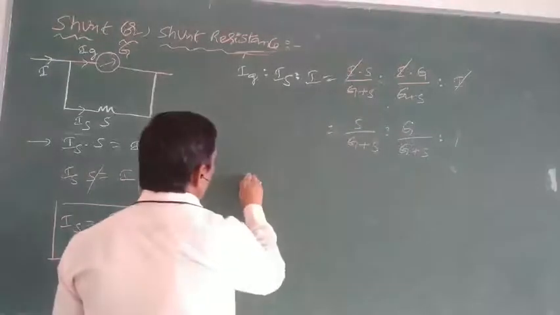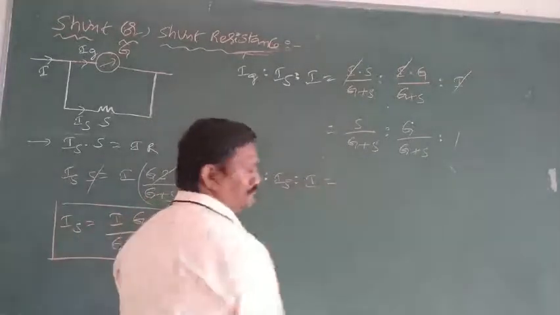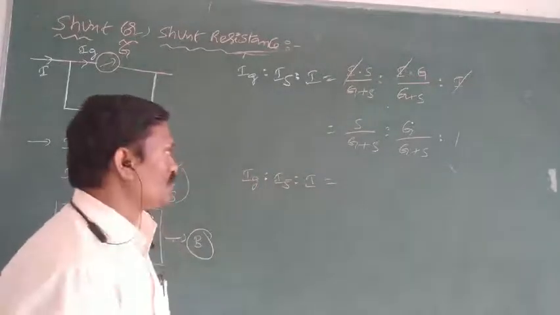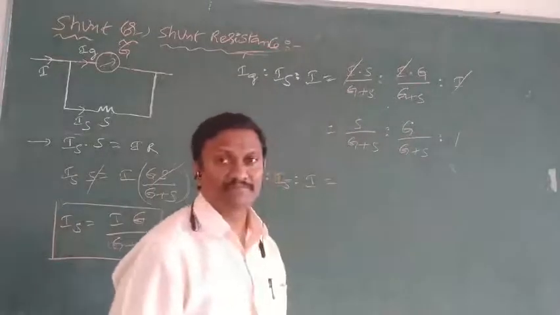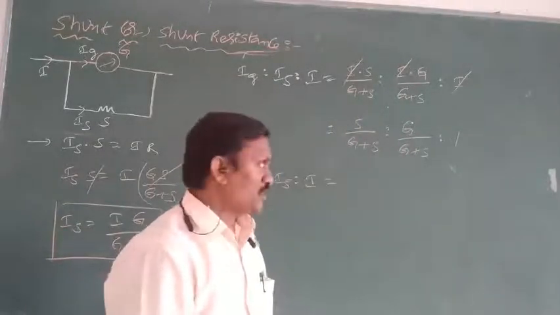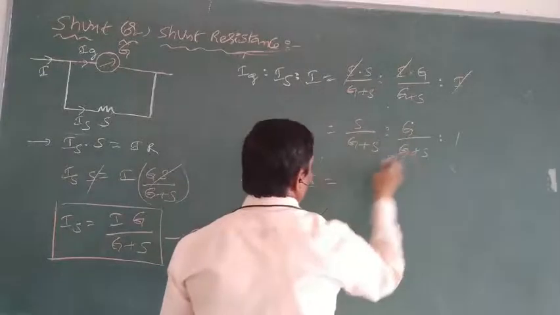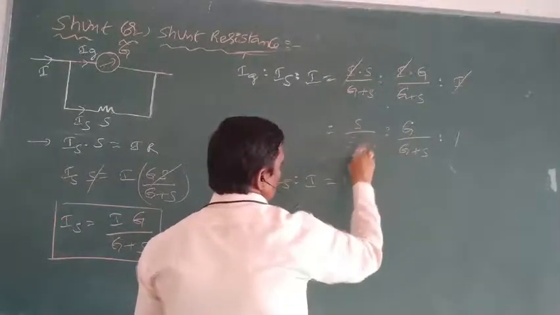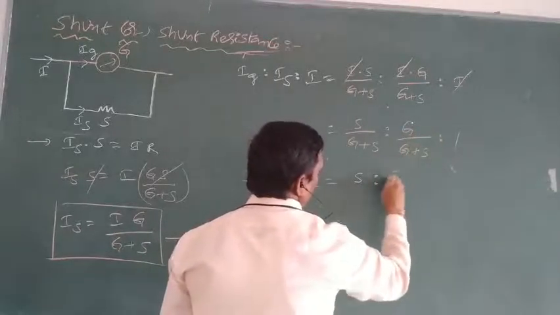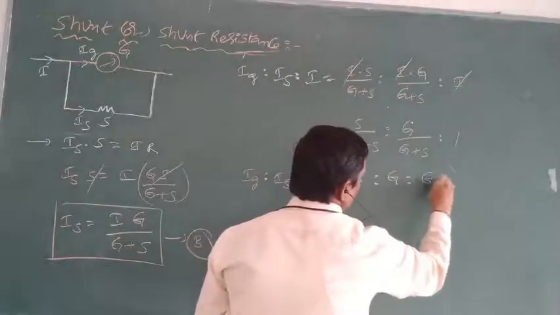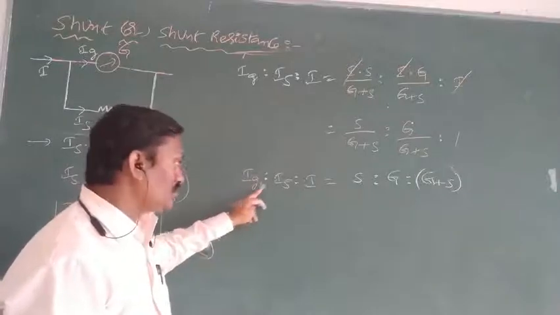So finally, the ratio of galvanometer current to shunt current to total current is equal to S by G plus S is to G by G plus S is to 1. Or for simplification, all three terms are multiplied with G plus S. Here S into G plus S by G plus S cancels. Here G into G plus S by G plus S cancels. Here G plus S remains. So the ratio of galvanometer current to the shunt current to the total current is S is to G is to G plus S.